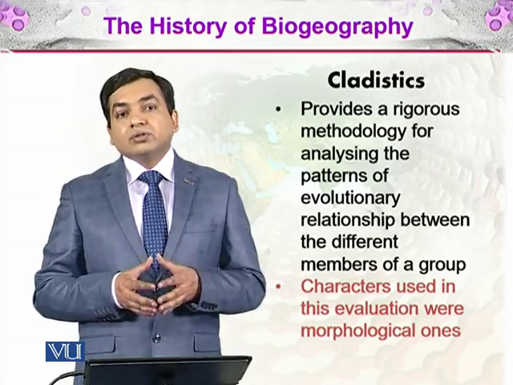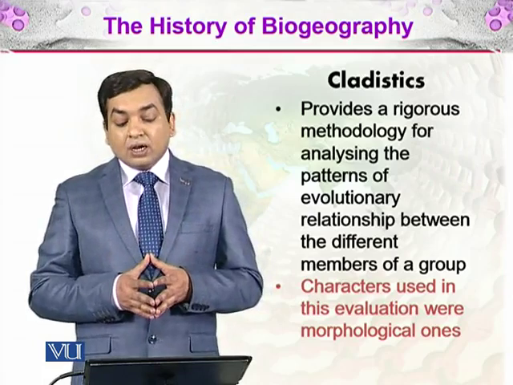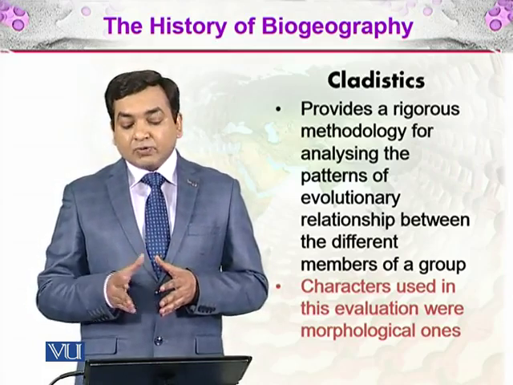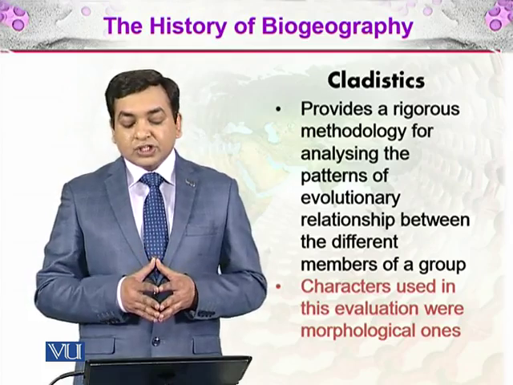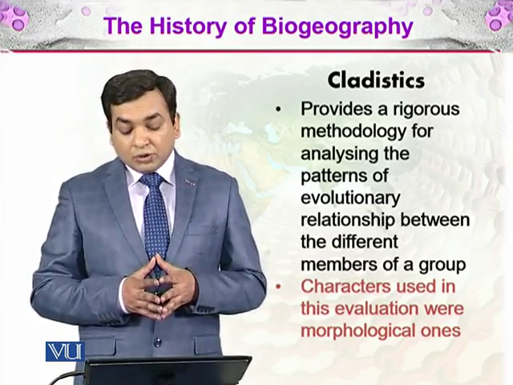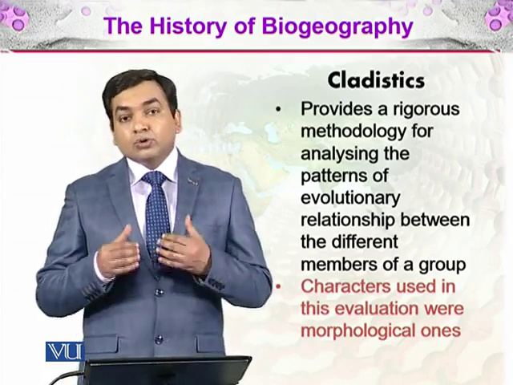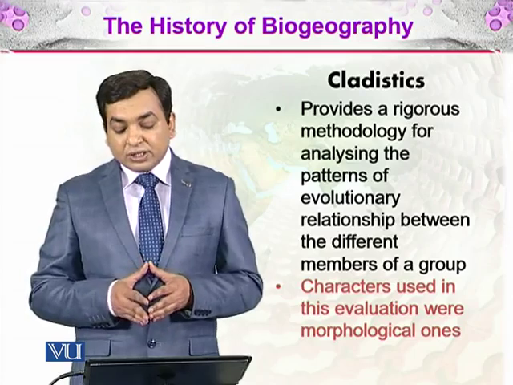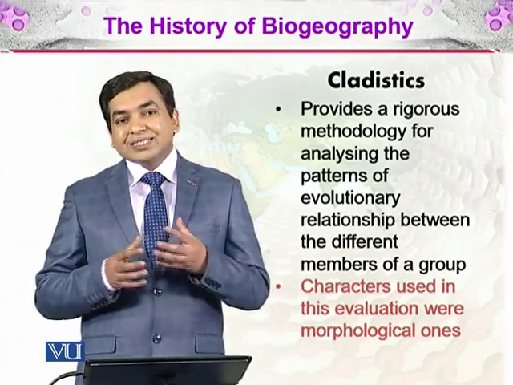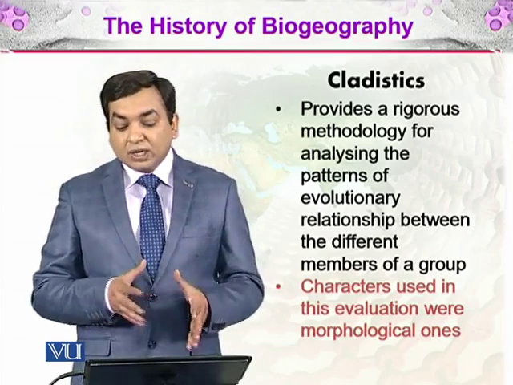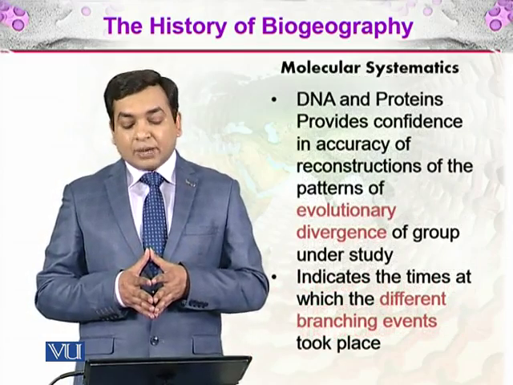Two of the most important things that helped in this: the first one was cladistics. It provided a rigorous methodology for analyzing the patterns of evolutionary relationship between the different members of a group. To develop cladistics, the characters used in this evaluation were morphological ones. So this had some drawbacks as well, but these drawbacks were covered by the later molecular systematics.